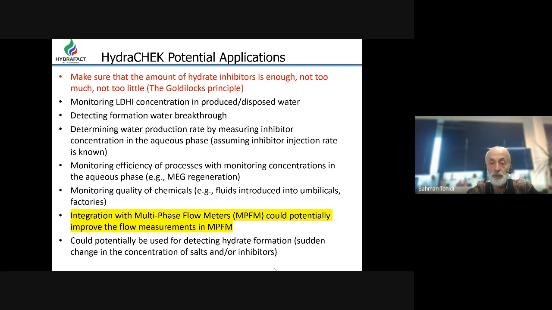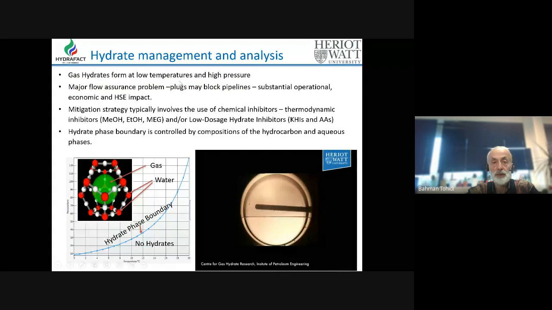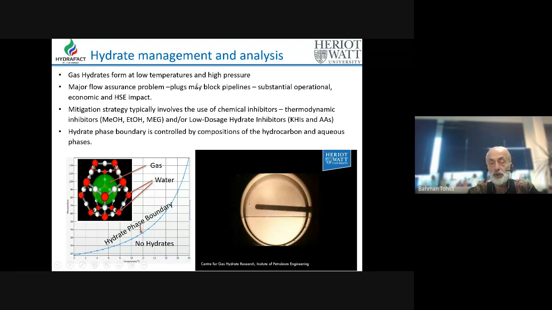HydraCHEK can perform. So let's go now to the basic principle of hydrate. Hydrate forms at low temperature and high pressure. It is a major flow assurance problem: plugs and maybe blockage of pipeline, with substantial operational and HSE impact.